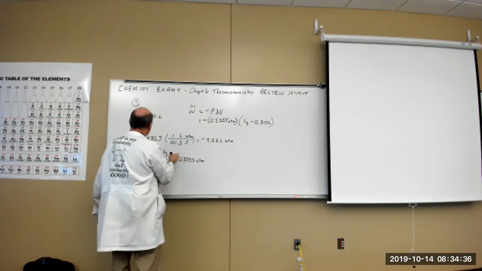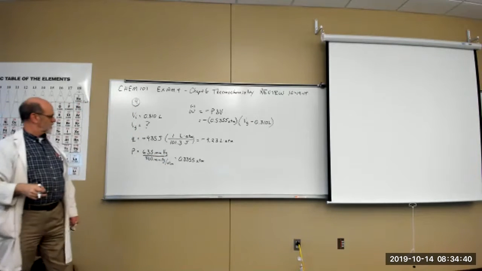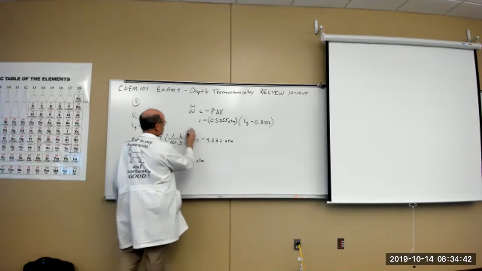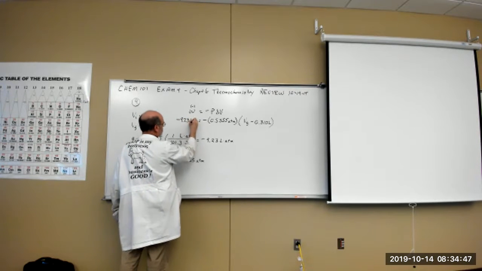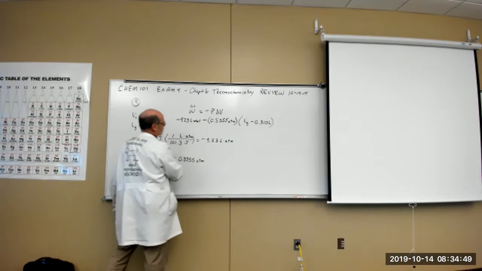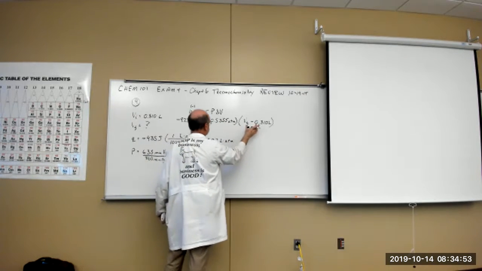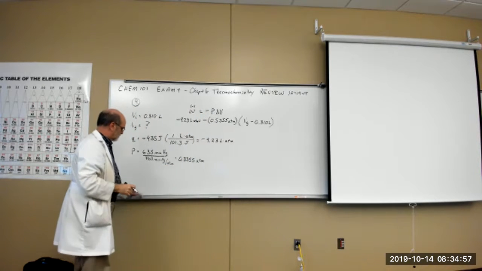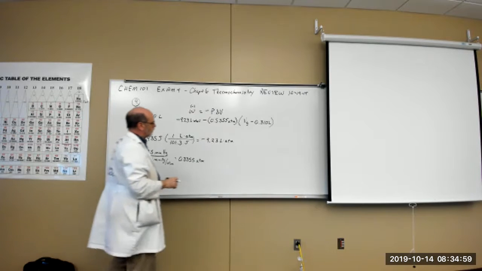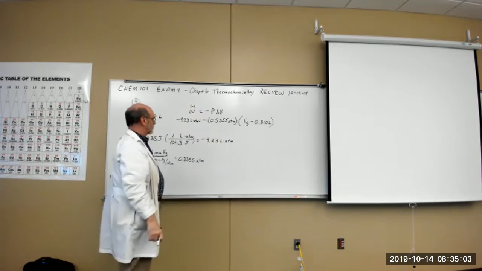Okay. And the work that's done, oh, here it is, minus 9.23 liter atmospheres. Okay, so there's your work, and there's pressure, there's volume change. So now the thinking part's done. We just have to solve for that final volume. Right.